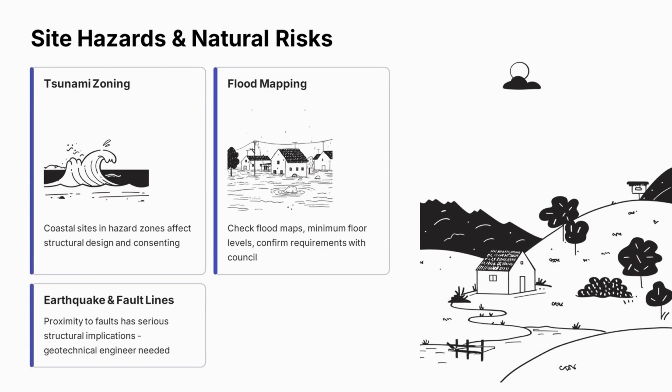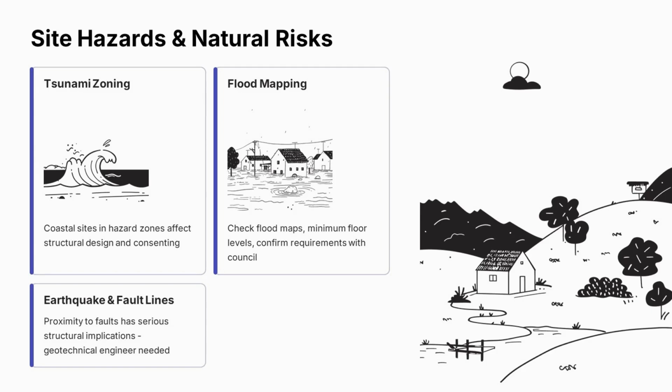Now let's talk about site hazards. One of the first things to check is natural hazards. Tsunami zoning. Some parts of New Zealand, especially coastal sites, sit in tsunami hazard zones. If your site is in one of these areas, it can affect the structural design and even future consenting. Check the flood maps and minimum floor levels to see if your site is at risk of flooding. It's also a good idea to email the council or local water authority. This way you can confirm the exact requirements for your site.